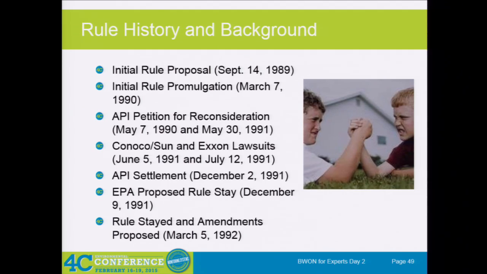So BWON started a while back. It was initially proposed in 1989, and there was a lot of arguing between the agency and industry. API came in and wanted to file for reconsideration. Conoco and Sun with Exxon filed lawsuits against BWON. API settled. And then EPA proposed the rule stay in December of 1991. And then it was stayed and amendments were proposed in March of 1992.